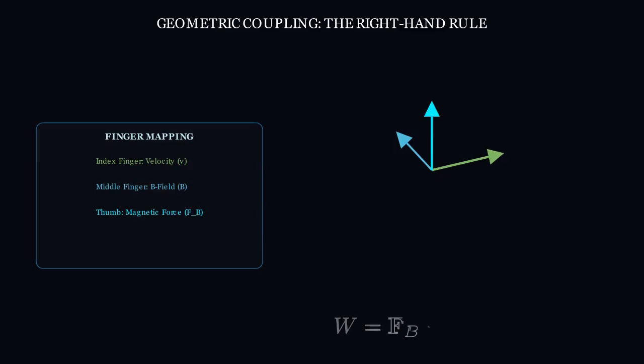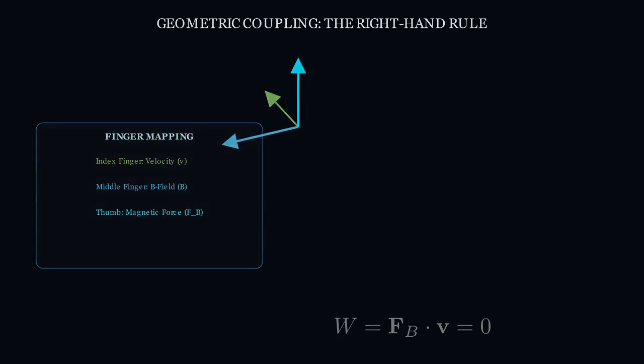Imagine your right index finger pointing in the direction of the velocity vector v and your middle finger pointing in the direction of the magnetic field B. Your thumb, pointing perpendicular to both, indicates the direction of the magnetic force FB. Because this force is always orthogonal to the direction of motion, it can never perform work on the particle. It cannot increase or decrease the kinetic energy of the charge. Instead, it acts purely as a steering mechanism, constantly changing the direction of the velocity vector without altering its speed.